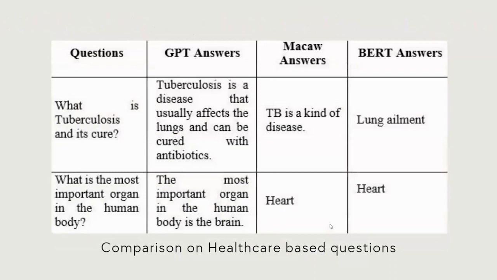In the same way we have medical questions. Now, for GPT, we have two parts in the first question. We can say, what is tuberculosis and its cure. For that, we can see GPT is able to answer that tuberculosis is a disease, and it is even able to tell how it can be cured with the help of antibiotics. But Macau is only answering it in a short form, which is that TB is a kind of disease. We'll move on to the next slide.